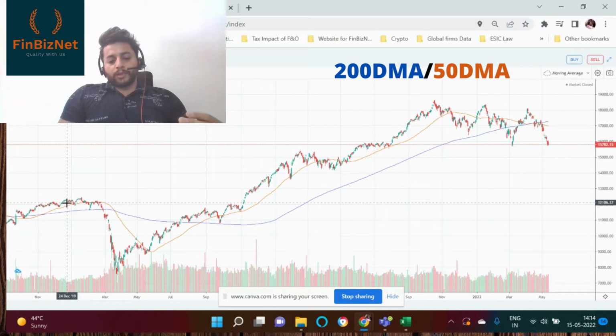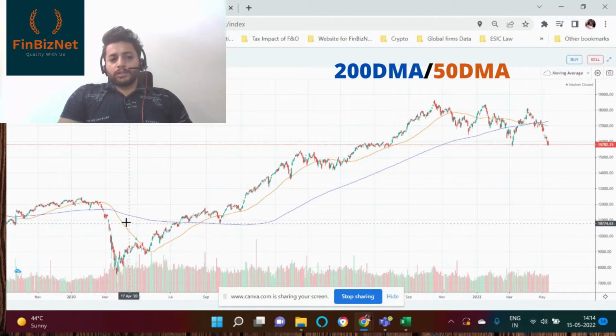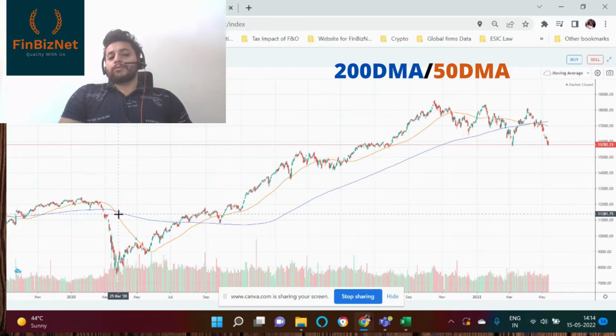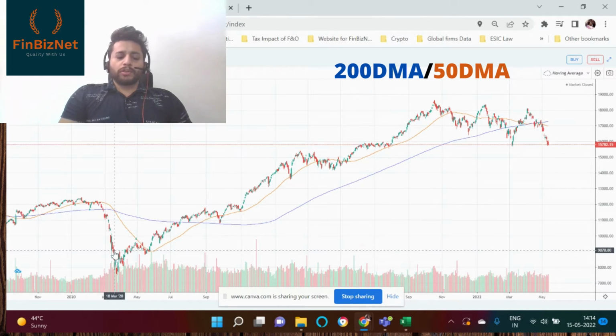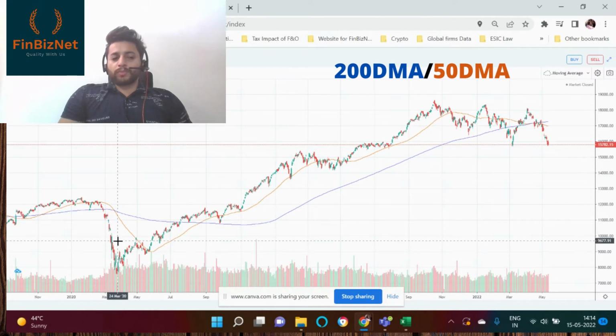But if there is a crossover where the 50 DMA crosses the 200 DMA line and goes below, which is this point, right? Here it means the trend is negative, which is a confirmation point. But before this, you could see that the Nifty has already fallen from this level to this level, and it doesn't make sense to identify it at this point when we have already made this much loss. So what can we do?